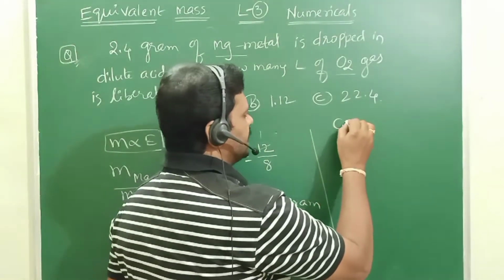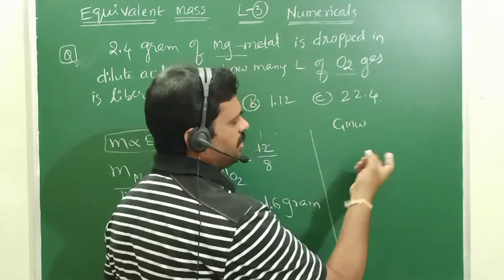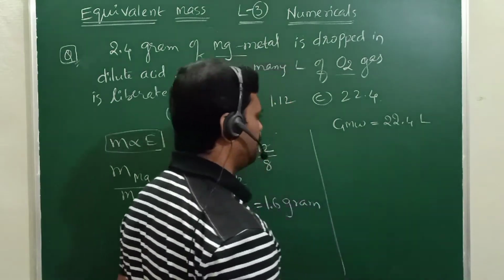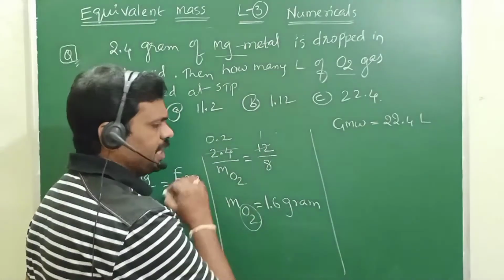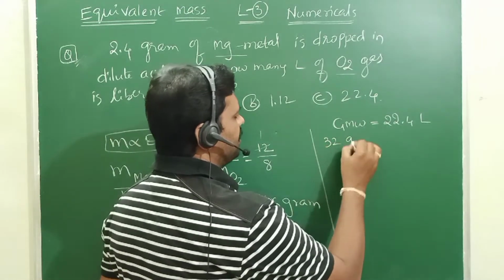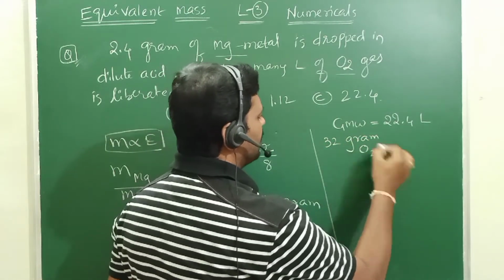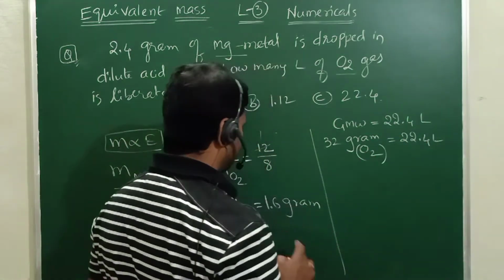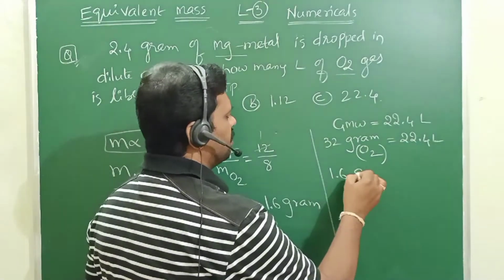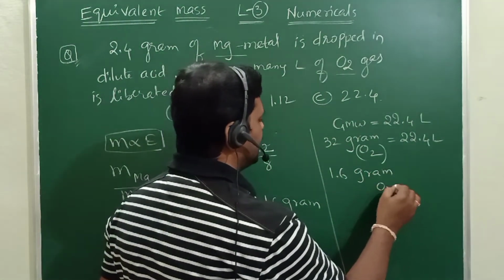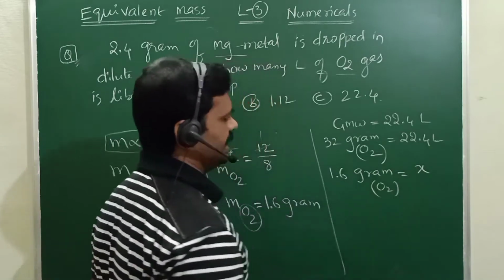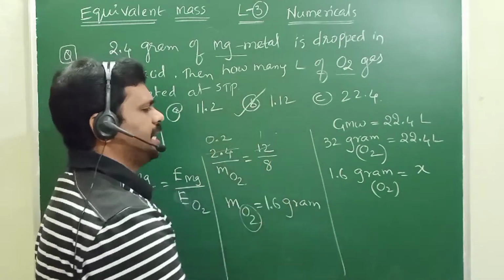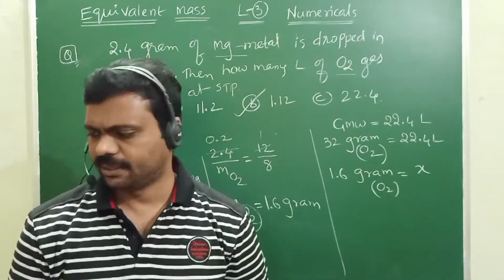Therefore, again same concept: 1 mole of any substance is equal to gram molecular weight, and 1 mole of a gas at STP can occupy 22.4 liters. Here our compound is oxygen, therefore gram molecular weight of the oxygen is 32 grams. 32 grams of oxygen can occupy 22.4 liters. But here we got 1.6 grams. So 1.6 grams of oxygen can occupy how many liters? X liters. If you do cross multiplication, then you will get the answer as 1.12 liters.